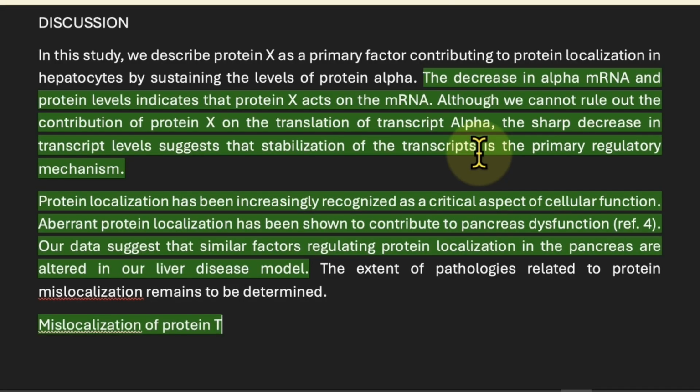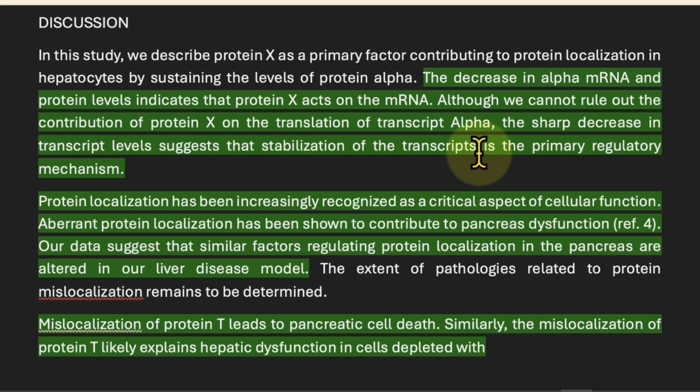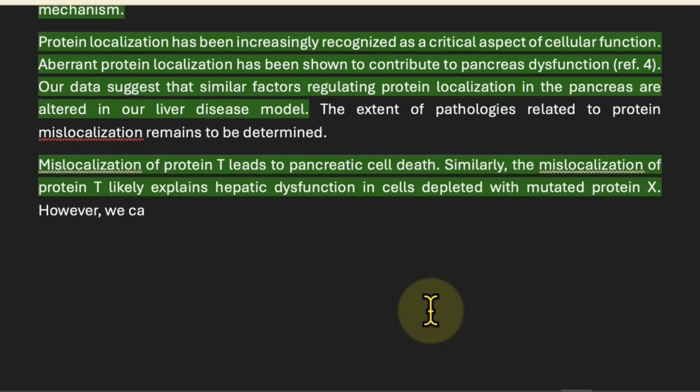So a final thing that we can do also in the discussion is to leave open questions that we haven't addressed. In this case, we can write mislocalization of protein T leads to pancreatic cell death. Similarly, the mislocalization of protein T likely explains hepatic dysfunction in cells depleted with mutating protein X. But then we bring the question, however, we cannot exclude the contribution of other altered pathways because there were several genes regulated by protein X.